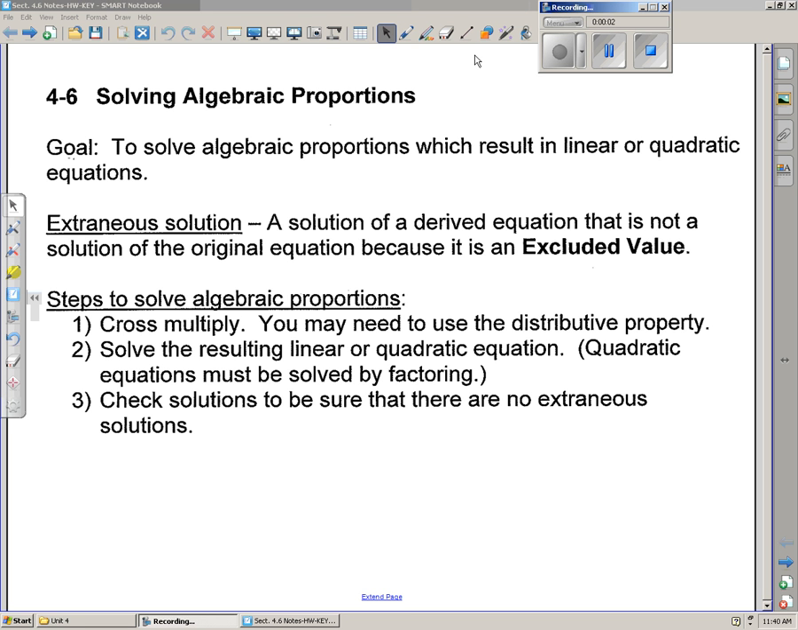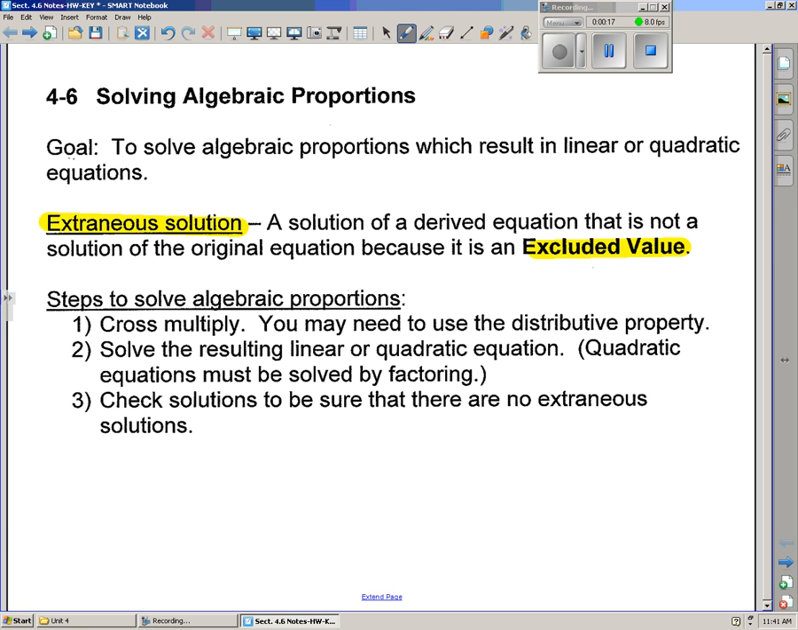Today's lesson is going to be on solving algebraic proportions. What you need to remember is that we're talking about things called extraneous solutions. An extraneous solution is a solution that you get when you solve an equation that can't be a solution of the original because it's an excluded value.